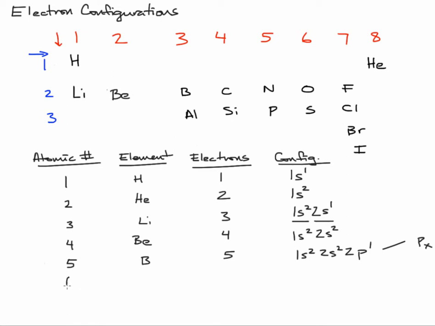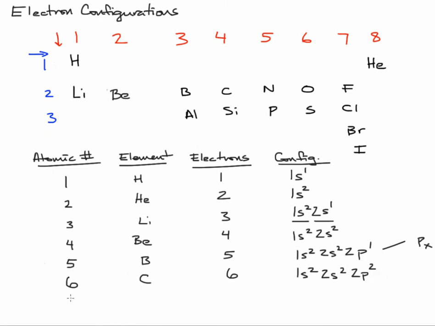So if we move on to atomic number 6, that's carbon. That has 6 total electrons. 1s2, 2s2, and 2p2. So keep in mind that since each p orbital can hold 2 electrons, the 2p orbital as a whole is ultimately going to hold 6 electrons.